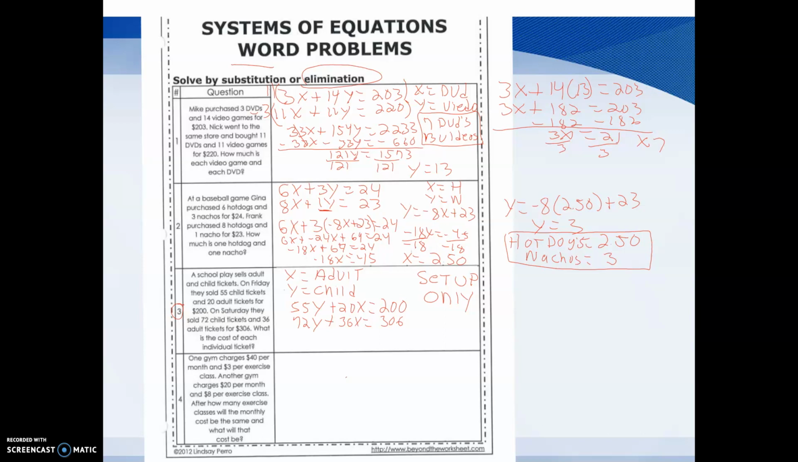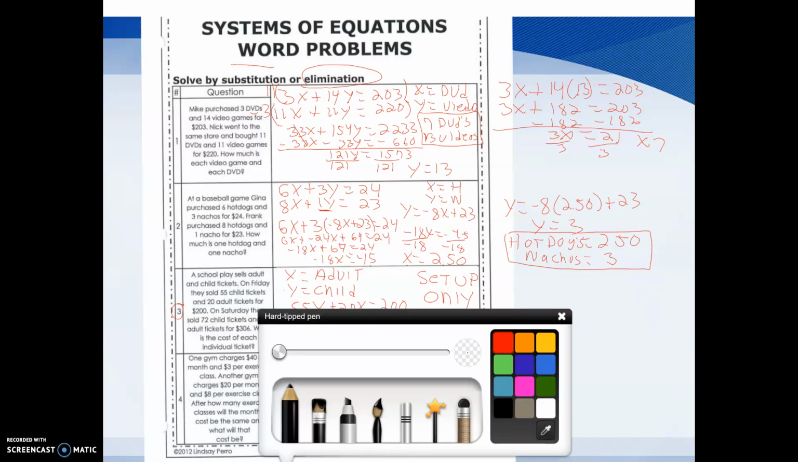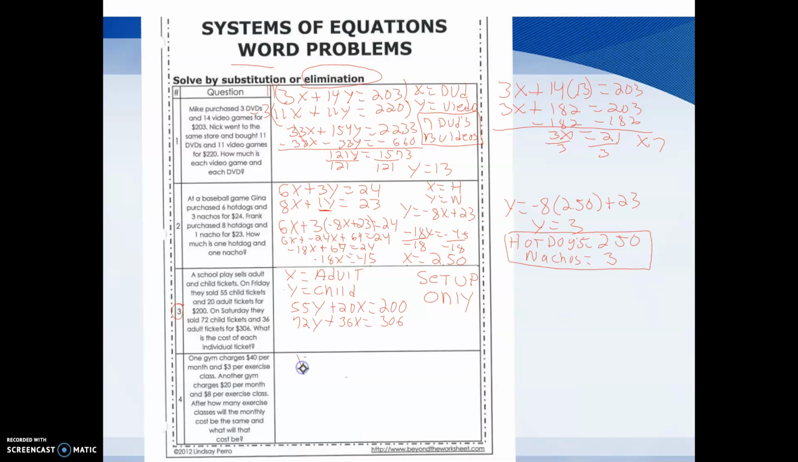So that's what we're going to make our X and Y. All right. So I'm going to make my X the classes, right? How many classes I got to take. And then I'm going to make my Y the cost. How much moolah you pay for the gym, all right?